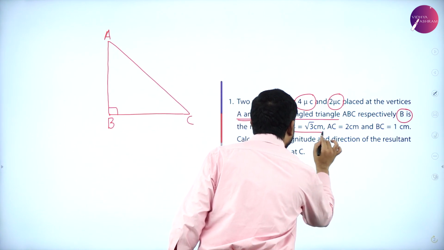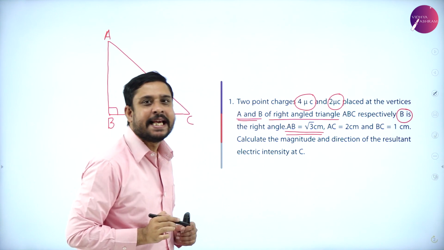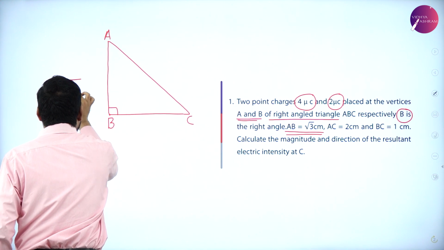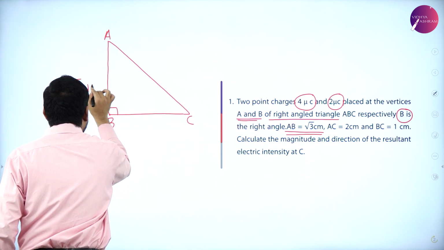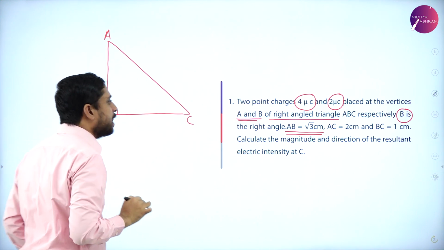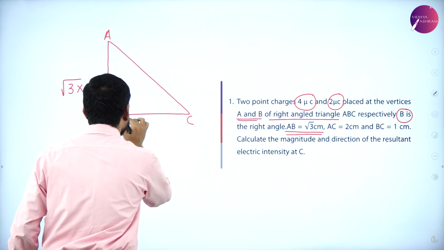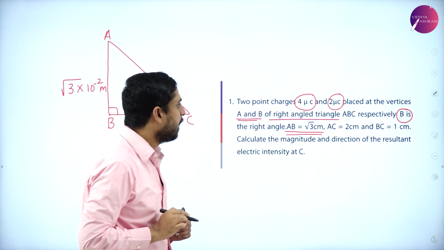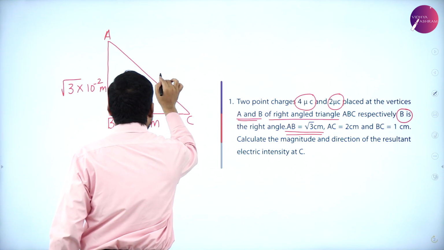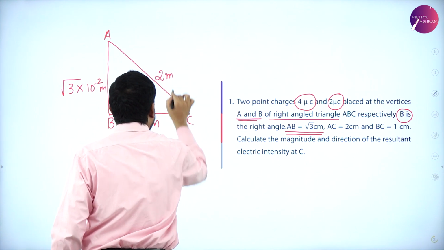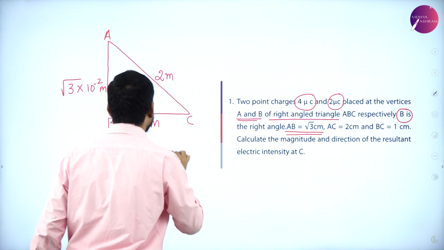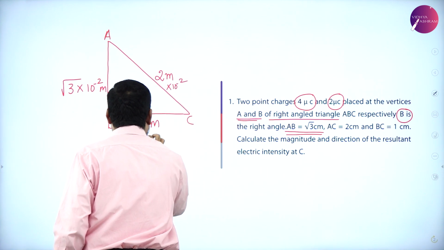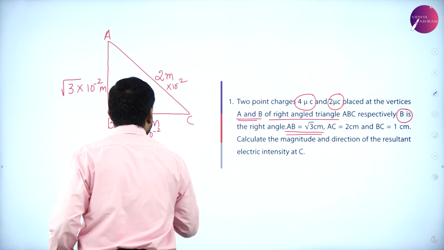Now AB is √3 centimeter. So this distance AB is √3 into 10 power minus 2 meter. BC is 1 centimeter and AC is 2 centimeter, that is 2 into 10 power minus 2 meter.